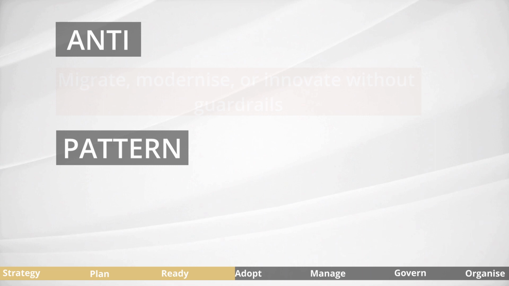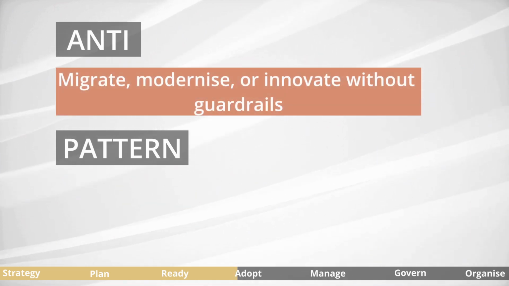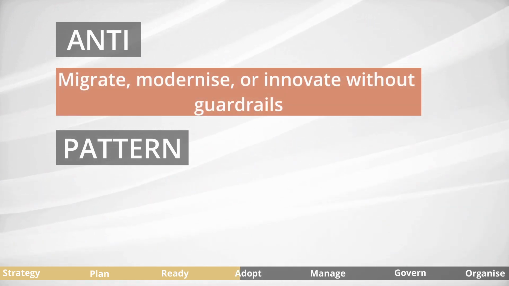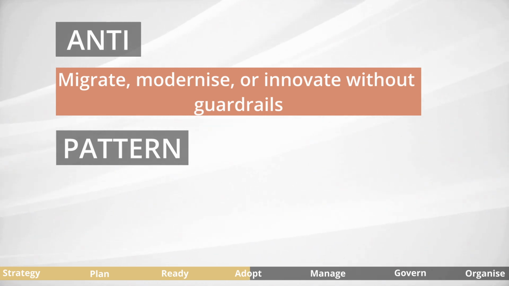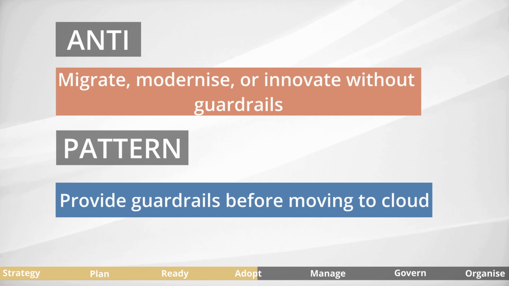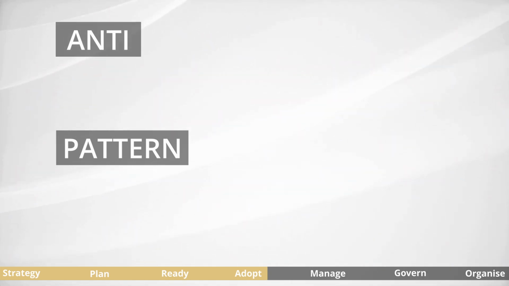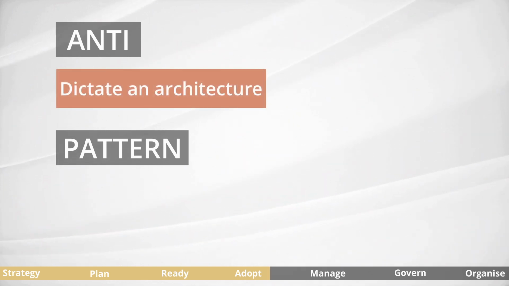Next antipattern is migrate, modernize, or innovate without guardrails. When we first start using the cloud, we often view it as a testing ground for new solutions and we love the flexibility. However, once the workloads become productive, everything slows down as we need to meet all necessary compliance, regulatory, and security standards of the company. The preferred approach is to provide guardrails. Before you migrate your workloads to the cloud, it is important to establish security and compliance measures to ensure the protection of your data.